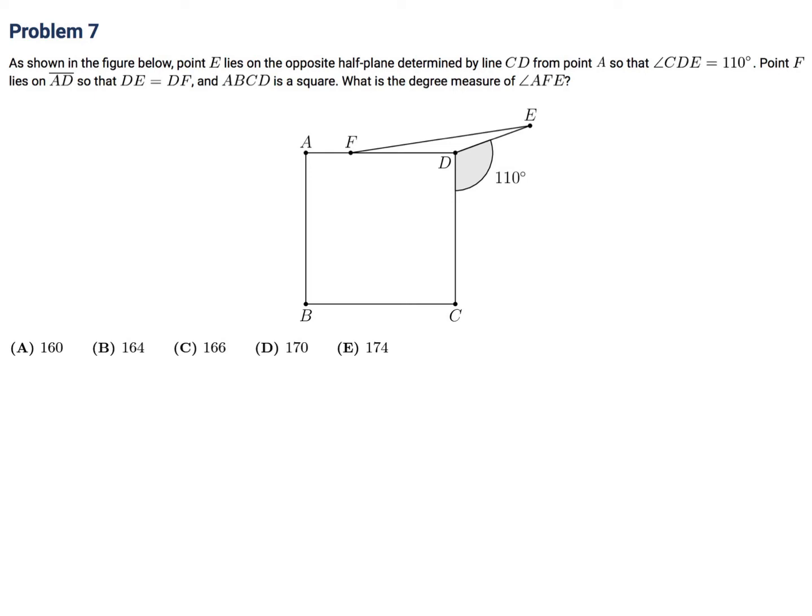As shown in the figure below, point E lies on the opposite half plane determined by line CD from point A, so that angle CDE is 110. Point F lies on AD, so that DE is equal to DF. ABCD is a square. What is the degree measure of angle AFE?